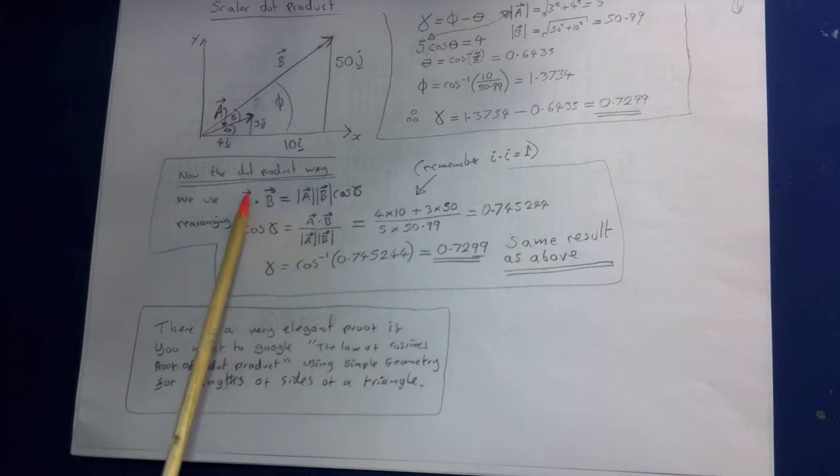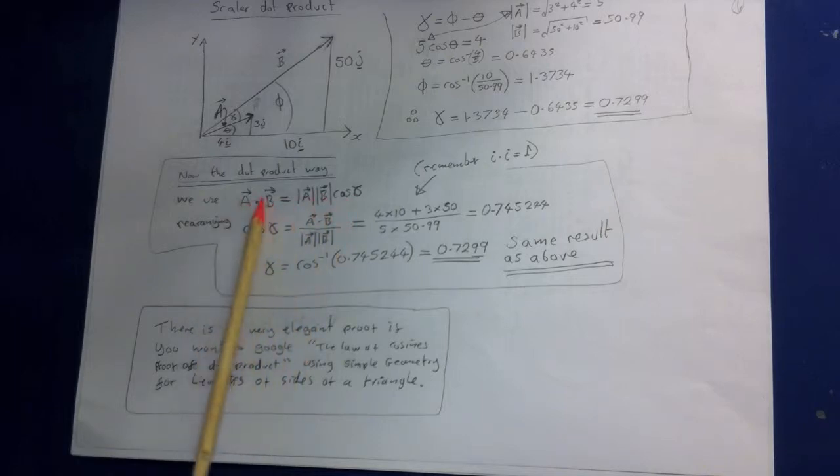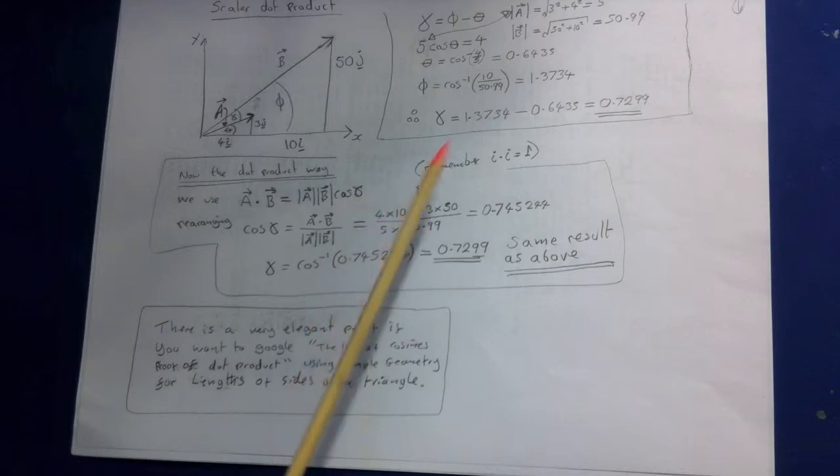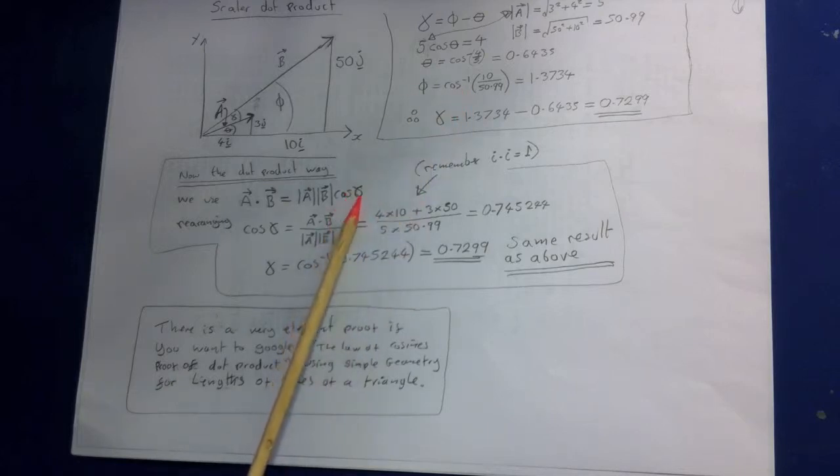Now I'm going to do it the dot product way, to show you that the dot product is real and will give you the same result. The dot product way of doing this is simply to multiply the two vectors together using the dot product, and then set that equal to the magnitude of them both times the cosine of the angle between them. In this case we're after gamma, and we can find that immediately just by rearranging the equation.